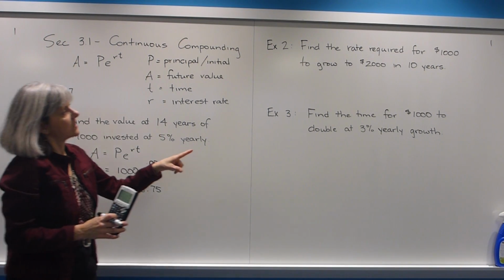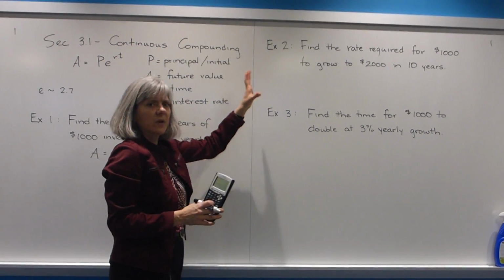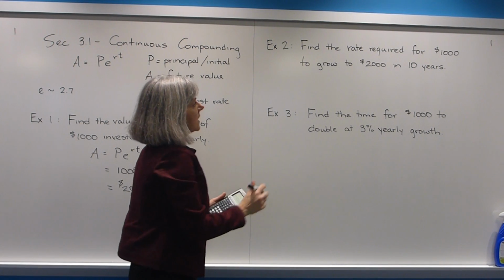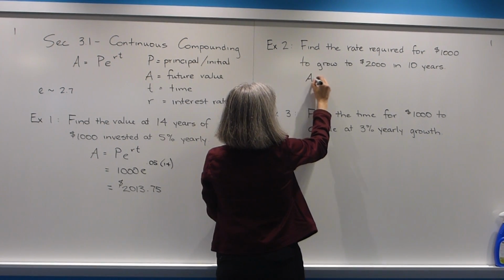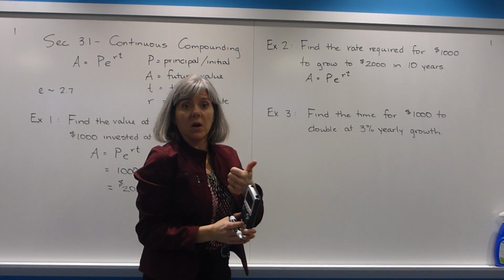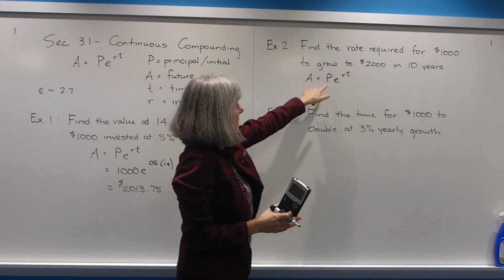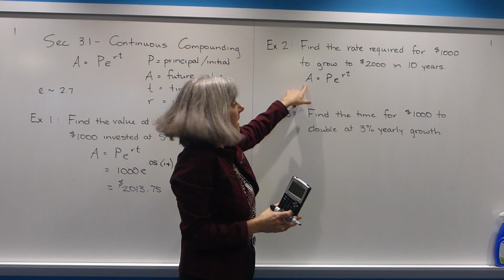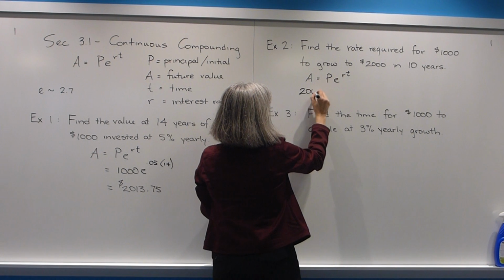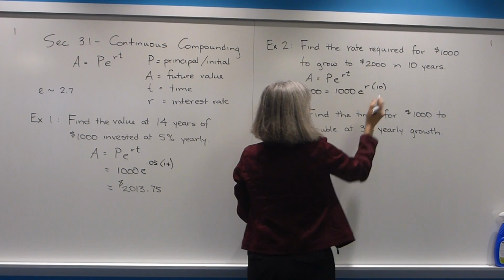Okay, let's hop over to these other two. This is the easy one because this is just a straight computation. These over here are going to require doing a little bit of solving of the equation before we can do the final computation. So here, what do we know? We're going to start with the same. A equals P e to the RT. Find the rate, so we're looking for R. We don't have that. Do we have everything else? For $1,000, that's our initial investment, P, to grow to $2,000, that's our future value, in 10 years, that's time. So let's plug in everything. 2,000 equals 1,000 e to the R times 10.